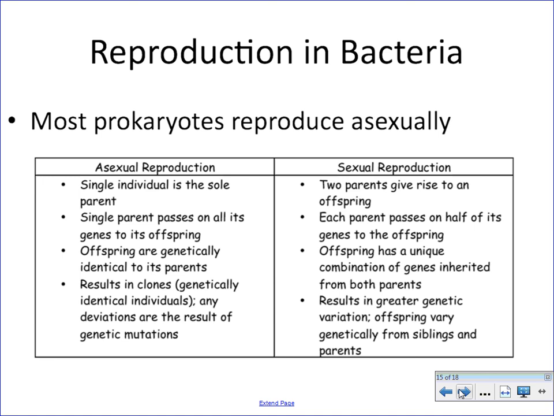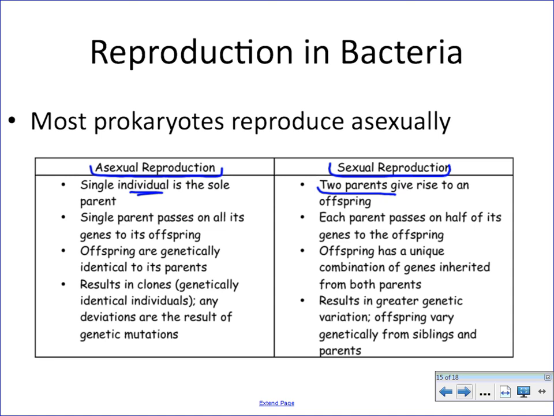So, with reproduction in bacteria, most prokaryotes will reproduce asexually. The example of sexual reproduction in bacteria would be the process of conjugation. But if a bacterial cell is going to divide, it's going to reproduce asexually. So there are a few distinguishing characteristics of asexual reproduction versus sexual reproduction. In asexual reproduction, a single individual is the sole parent, whereas in sexual reproduction, you have two parents that give rise to an offspring.